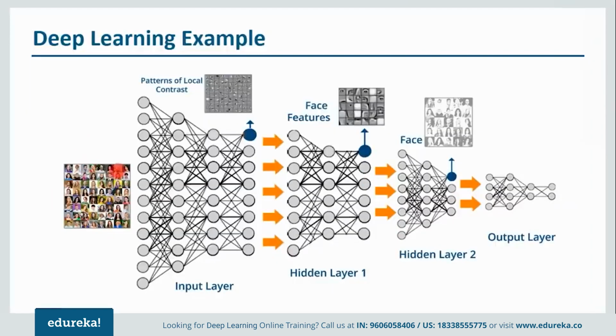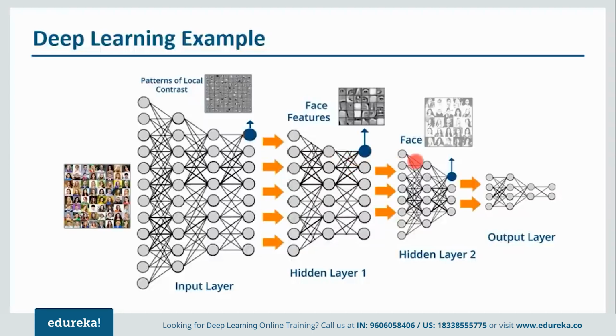We provide this raw data to the first layer, to the input layer. Then these input layers will determine the patterns of local contrast, or it will fixate those patterns of local contrast, which means that it will differentiate on the basis of colors and luminosity and all those things. And after that, in the following layer, it will determine the face features. It will fixate those face features. So it will form nose, eyes, ears, all those things.